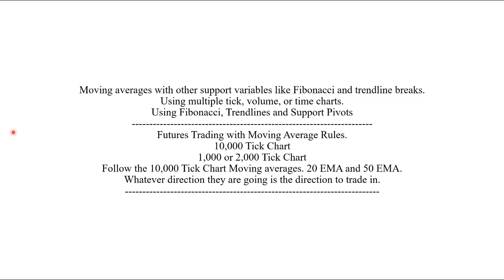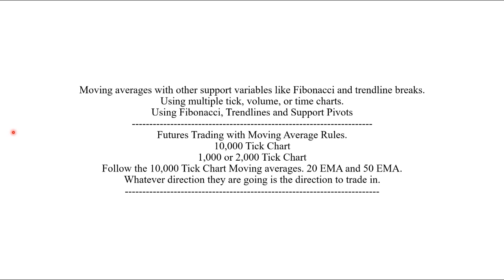I'm going to use multiple tick charts for the futures contracts. So I will be using a 10,000 tick chart and a 1,000 tick chart, or a 2,000, but one of those two, a larger and a smaller time chart. So whatever direction the moving averages and price is going on the 10,000 tick chart, I will follow that direction for a bull trade or a short trade.